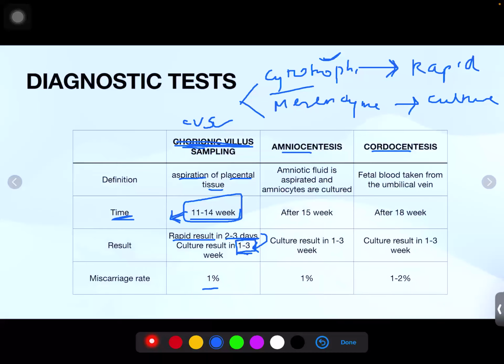And the miscarriage rate is actually the same in all three, 1%, and it is operator dependent. So there is no difference in the miscarriage rate among all three tests.